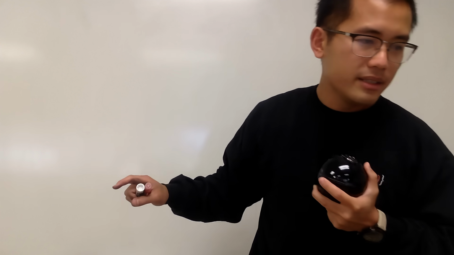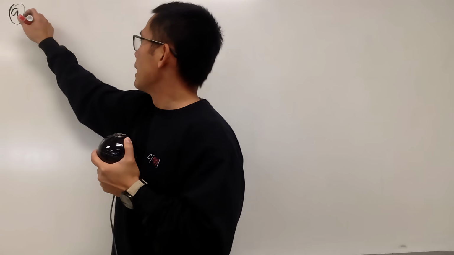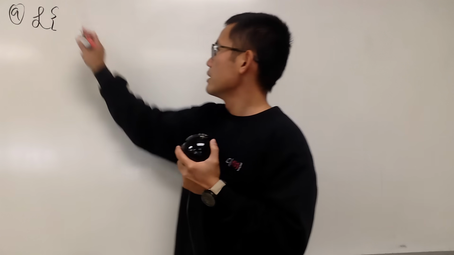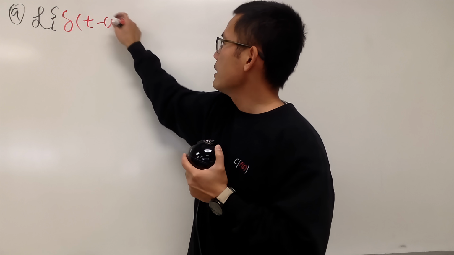So this is number 9, and this is the Laplace transform of the Dirac delta function. So you just put down the delta. This is the delta, and then t minus a, like this.